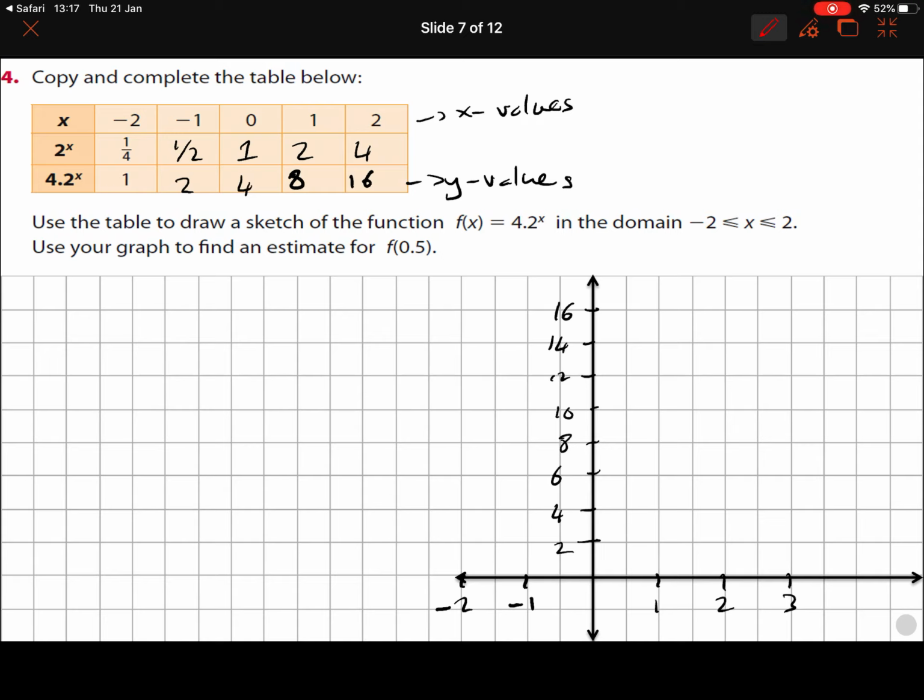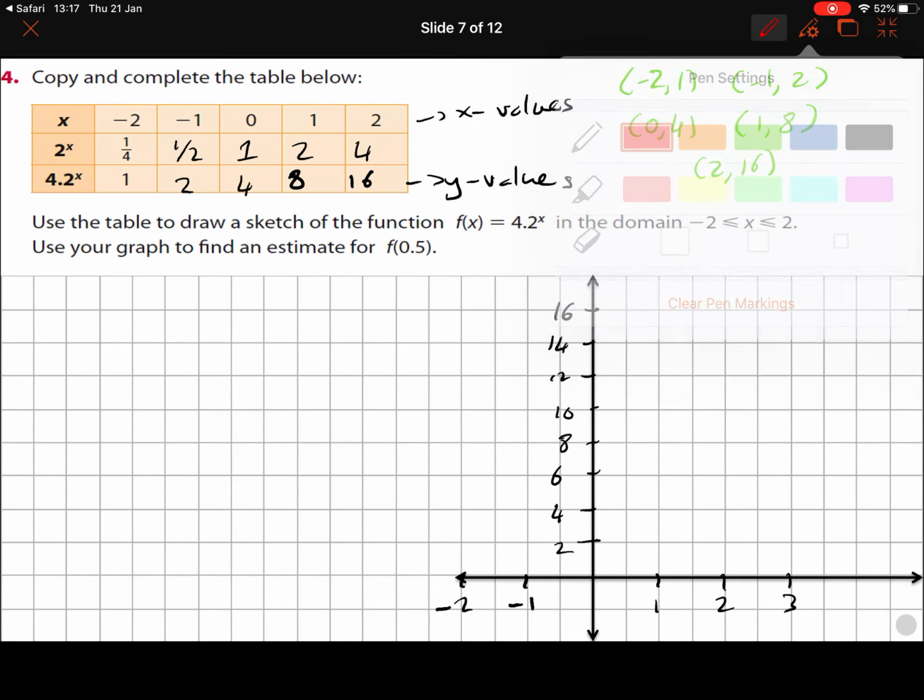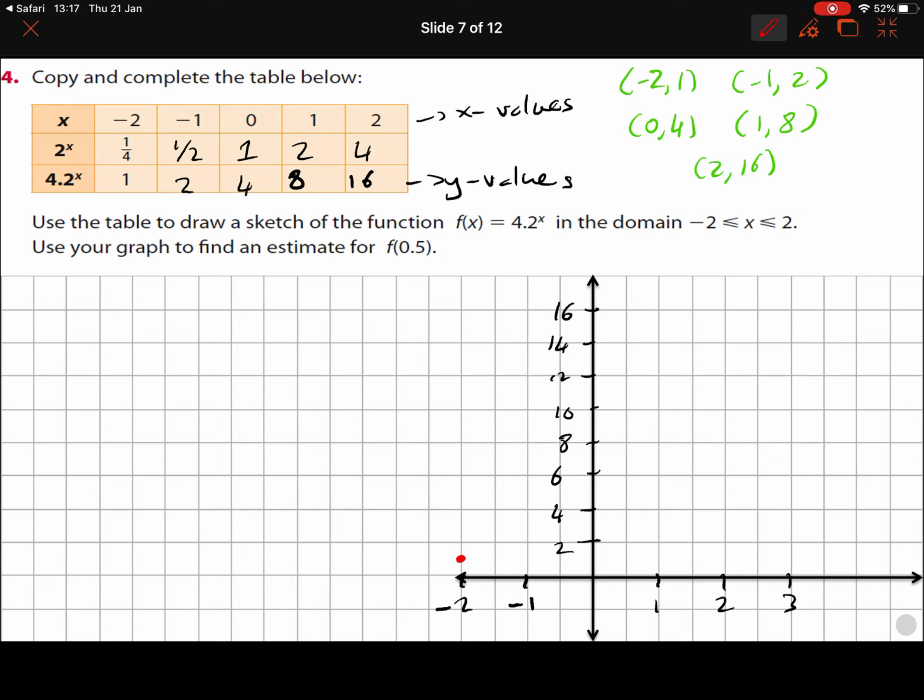So then we're graphing our points. So actually, I might do out the points first here. So our first point is minus 2, 1. Then we have minus 1, 2. We have 0, 4. We have 1, 8. And we have 2, 16. So let's graph them then. So minus 2, 1, so about halfway there. Then we have minus 1, 2, 0, 4, 1, 8, and 2, 16. Again, curve them and join them as best you can. So there's our graph.